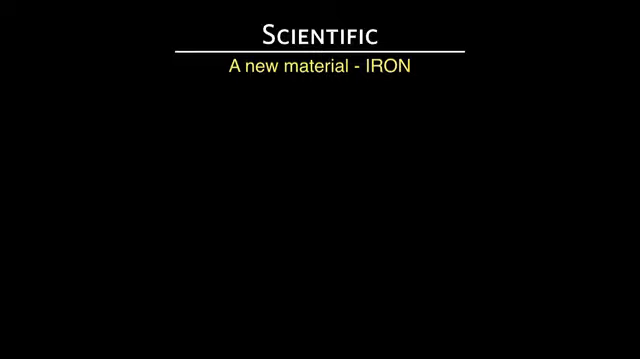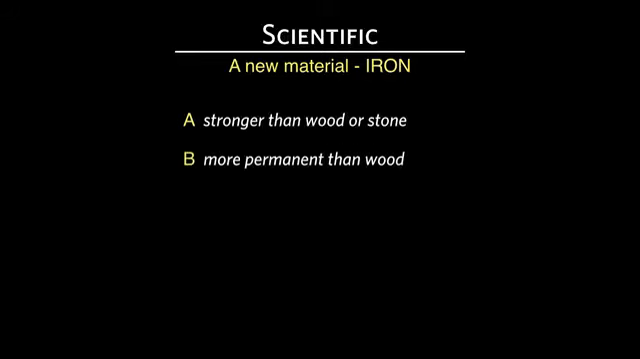Let's take a closer look at this new material, iron, that came following the Industrial Revolution. Iron is stronger than wood and stone. For example, in compression, iron is about 10 times stronger than stone, and in tension, it's on the order of magnitude of 100 times stronger than stone. Iron is also more permanent than wood, but not necessarily more permanent than stone because iron will corrode. And finally, iron permits forms that are lighter than those of stone. Because it is stronger, you need less material to build it.